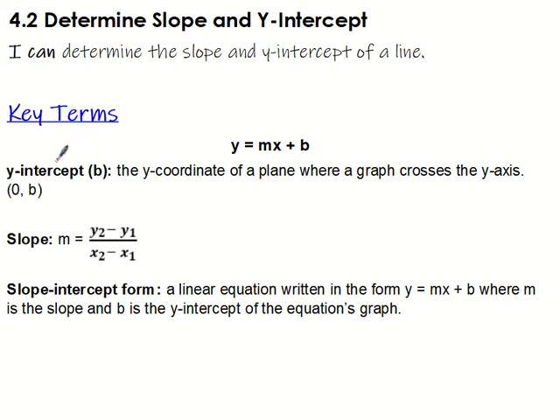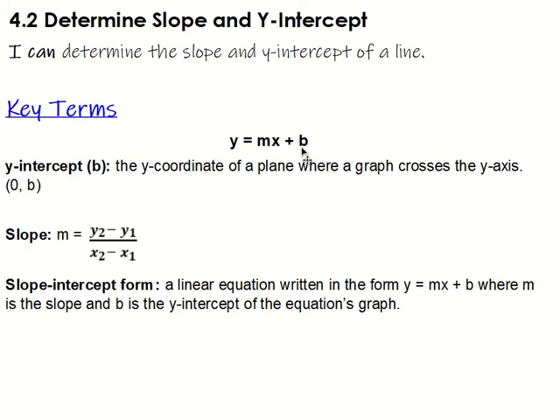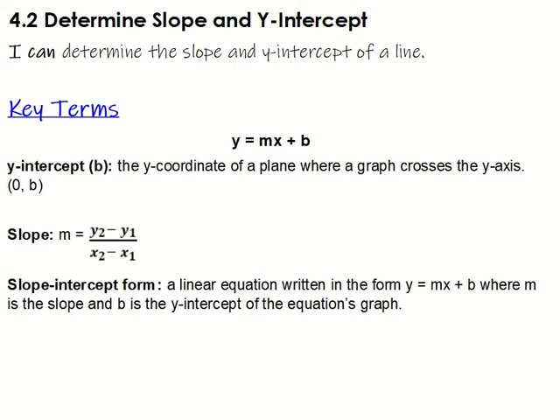We're going to talk about slope and something new called the y-intercept. So what we're doing today is we are going to determine the slope and y-intercept of a line. So we have seen this formula before: y equals mx plus b.